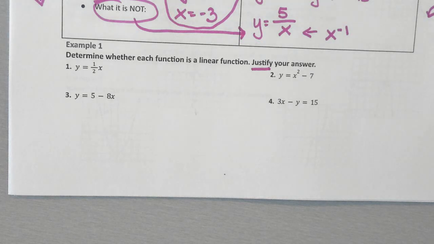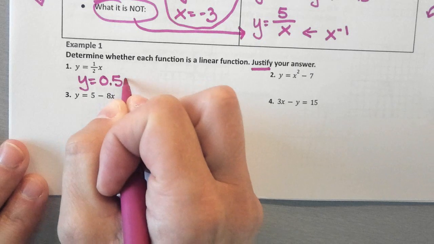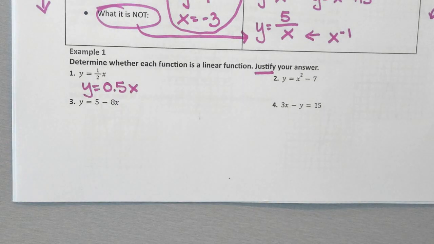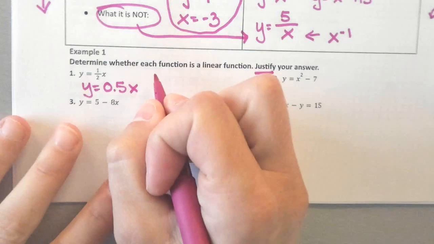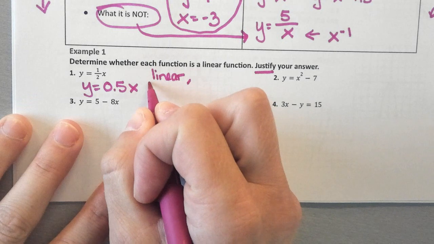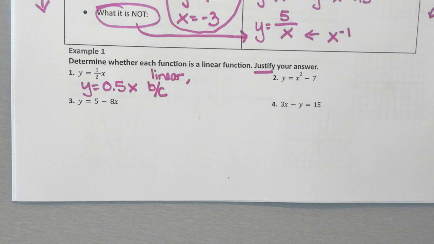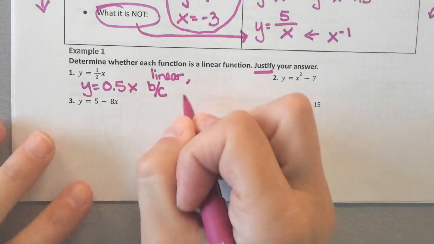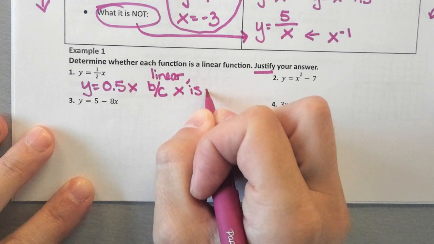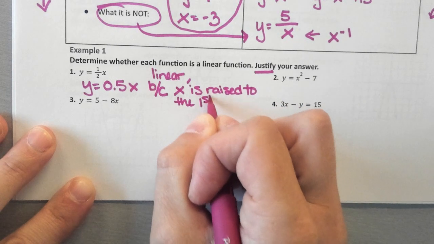So we've got 0.5x would be another way to write this. So this is 1/2 x, or we could think of it even as 0.5x. Linear or not? Linear. So linear, and I'm going to say because, you guys know the shorthand for because? B/C means because. You can write out the whole word if you really want to, or you can write that if you'd like. Because x is raised to the first power.